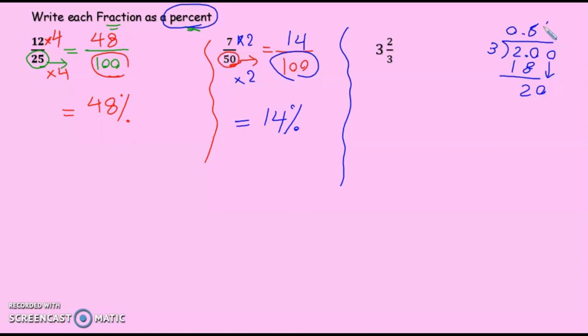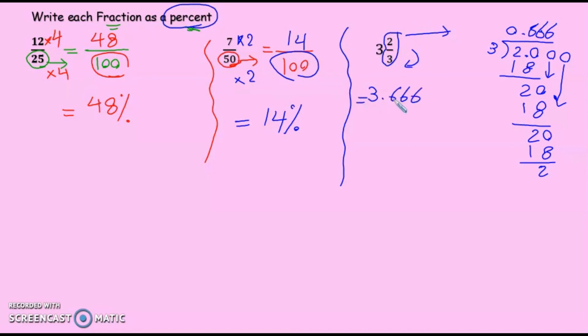How many goes? Again, another 6. 6 times 3, 18. 2. Another 0 down. Again, another 6 would be 18, and so on. It's repeating 6, 6, 6, 6, 6. Just 3 decimals is enough for me. So therefore, I can rewrite my mixed number in this way. I have 3, and instead of this fraction, I can write 0.666.